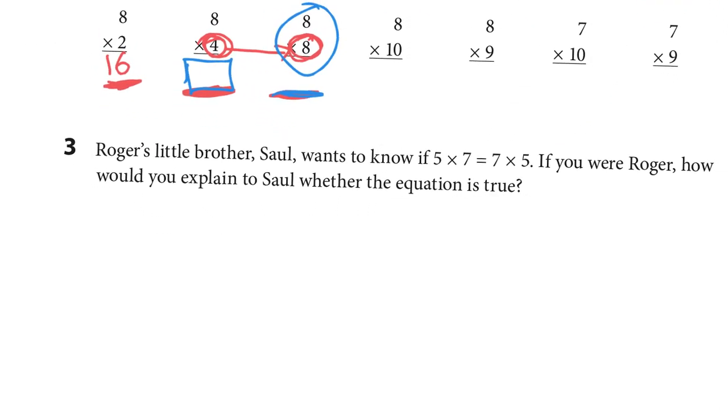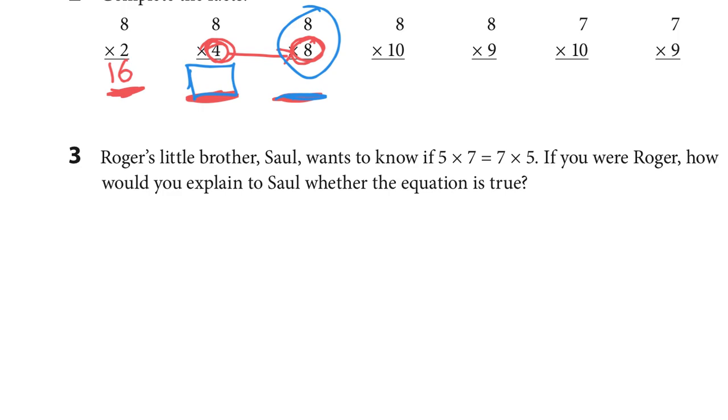Number 3, Roger's little brother Saul wants to know if 5 times 7 is the same as 7 times 5. If you were Roger, how would you explain to Saul whether the equation is true? So if you know that 7 times 5 is 35.